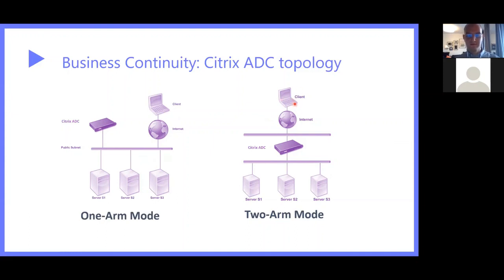The ADC can be deployed in 2 physical modes. One ARM mode or 2 ARM mode, depending on the number of the network interfaces that are linked to it. For these modes, there can be variations depending on the number of the subnets wished to be used. In a typical setup, virtual servers, which are IPs owned by the Citrix ADC, are used to pass the traffic from the clients to the application servers.